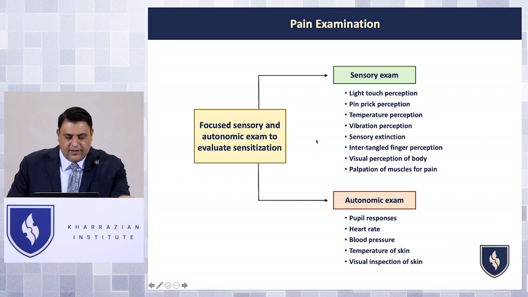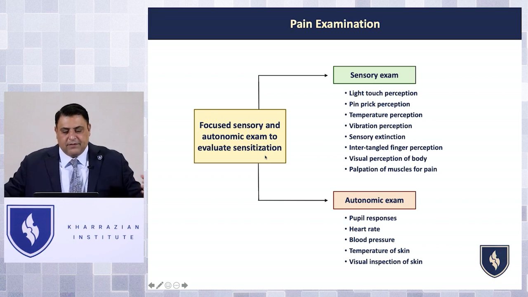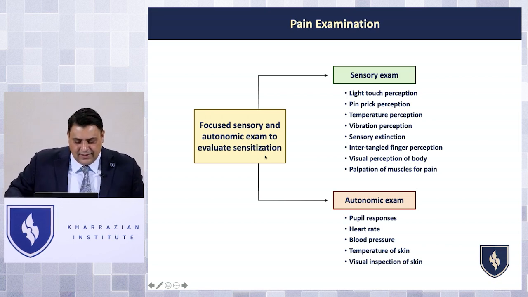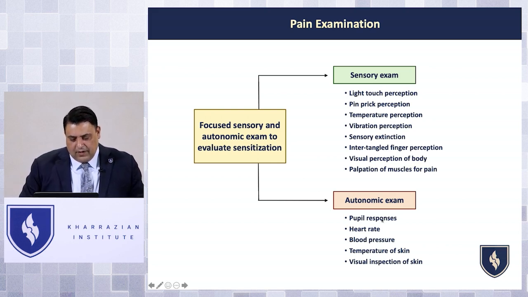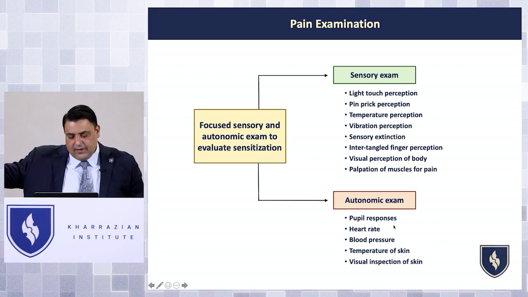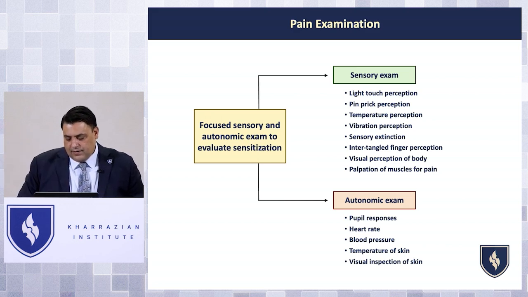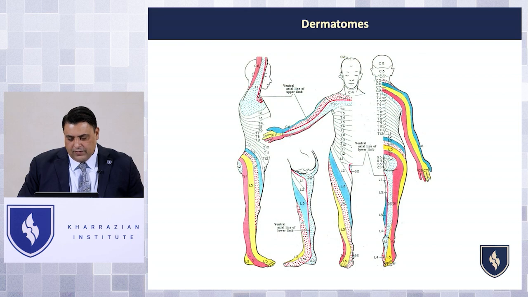So when you do an exam, I'm just going to talk about how to do a focused sensory and autonomic exam to evaluate sensitization without advanced equipment, advanced tools, and just looking at your basic perception of sensations, and then looking at some very simple things for autonomics, like pupil responses, heart rates. You can obviously do very advanced autonomic testing with clinics that are focused on doing tilt testing and looking at heart rate variability and looking at pupil responses with different stimuli and so forth. But those require referrals.